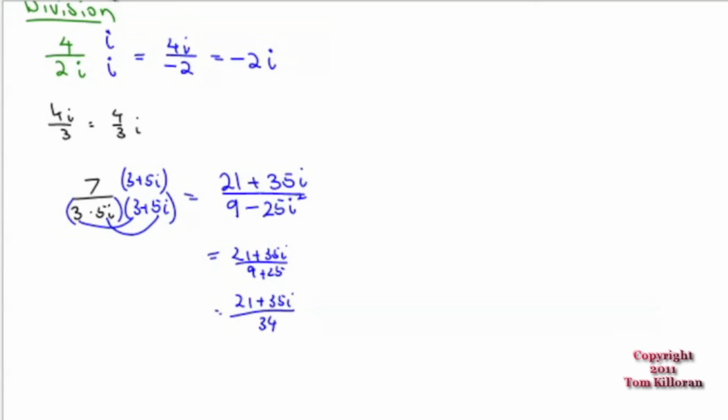And you cannot leave it like that. That is not a complex number. That is a complex number divided by a number. So you have to split it, and to do that, you're going to use the distributive property, even though you don't see it that way. It's going to be 21 divided by 34, so 21/34, plus 35 divided by 34, so 35/34. And the last thing you write is i. It doesn't even go next to the 35. It's the last thing that you write. And that would be the answer. We have rationalized the denominator.